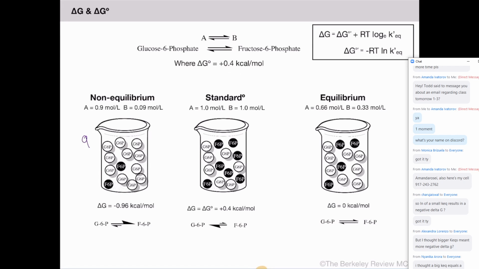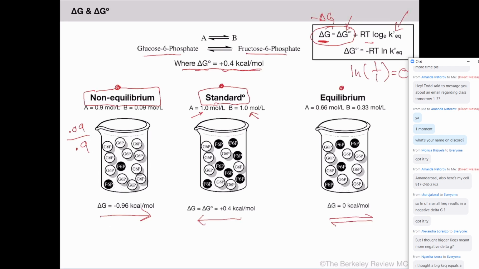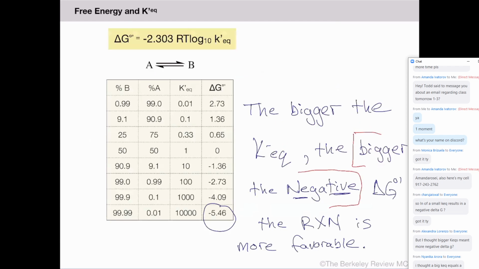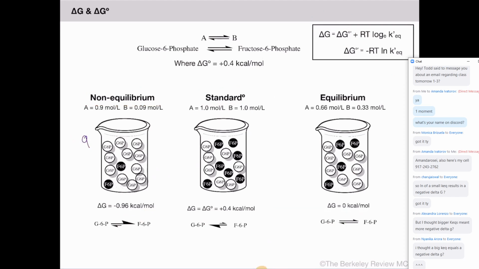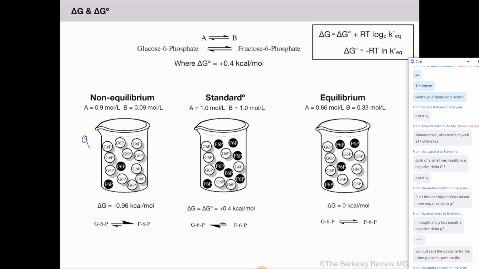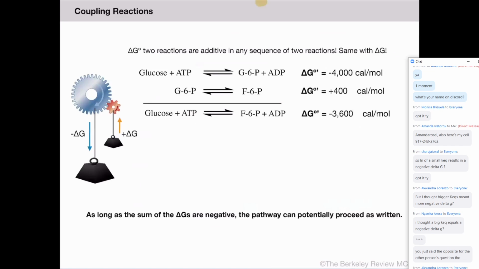I thought bigger KEQs meant more negative delta G. Yep. So plug it into this reaction here, and you'll get these values.